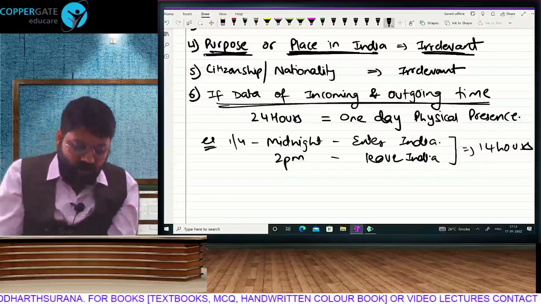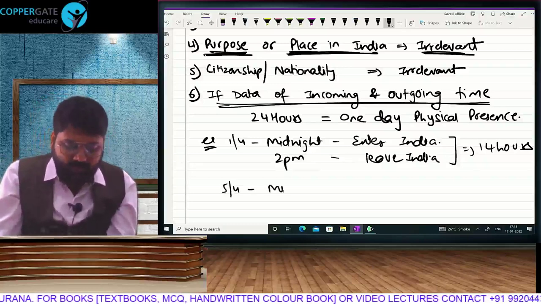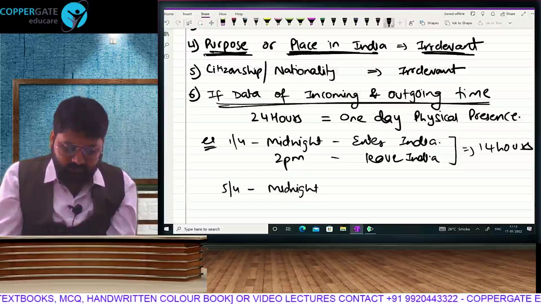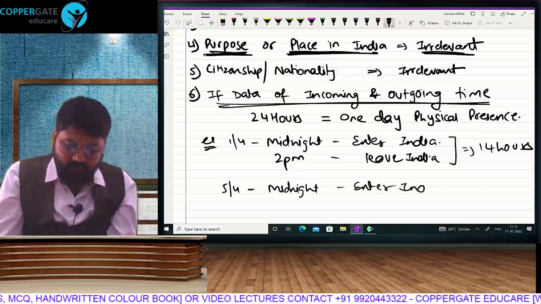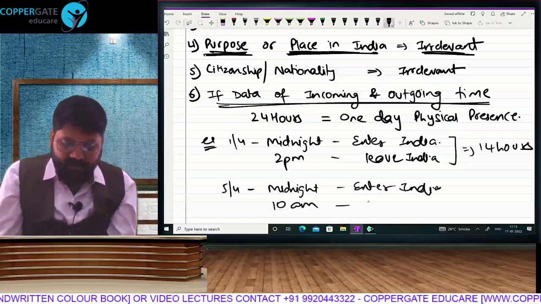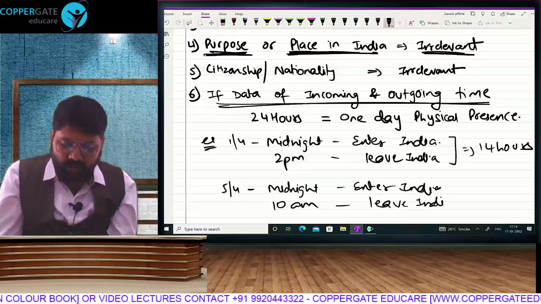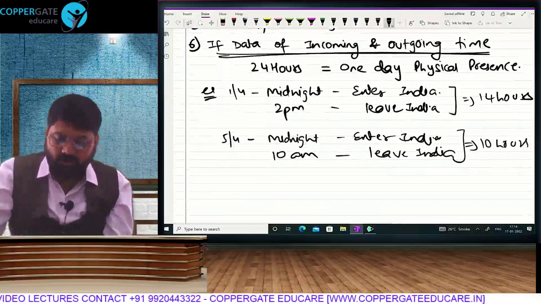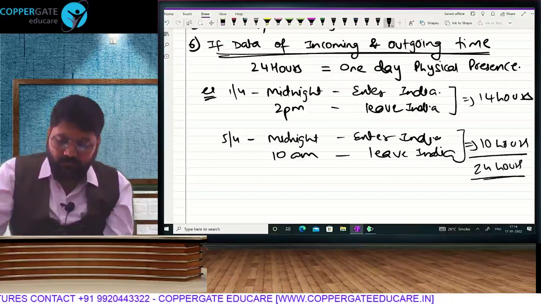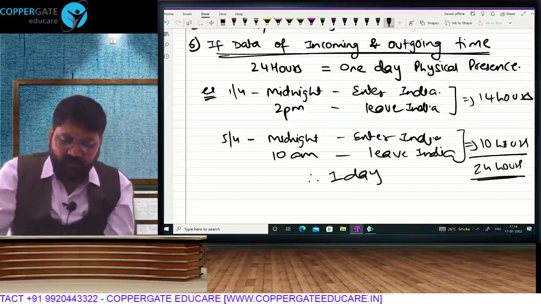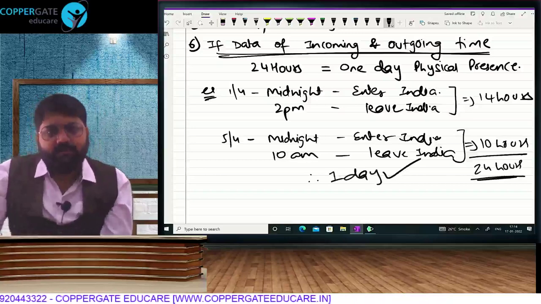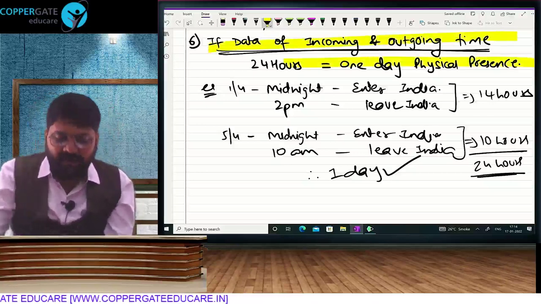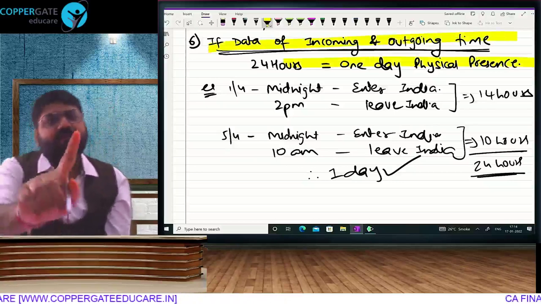Now you have left India. On 5th April, you come back to India. Say you come at midnight again. And morning 10 a.m. you again leave India. So how many hours you have stayed in India this time? 10 hours. Total is? And therefore you have stayed in India for one day. Now see what I have written. If data of incoming and outgoing time can be maintained, then 24 hours of stay in India will be treated as one day physical presence.